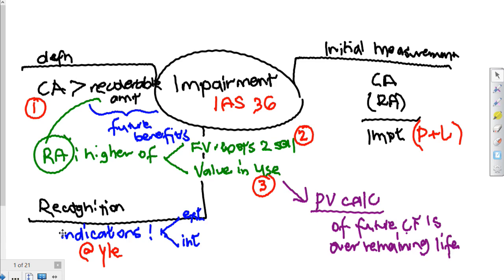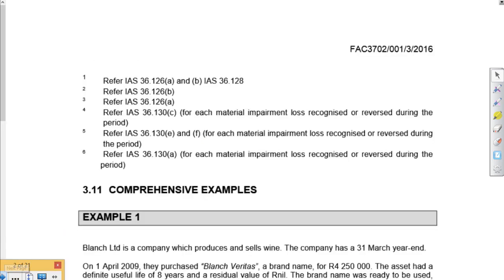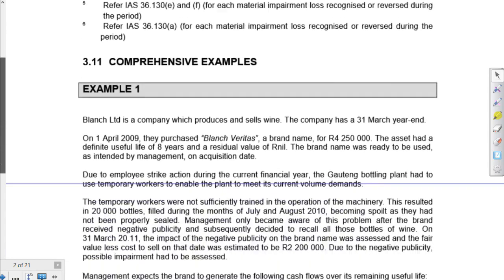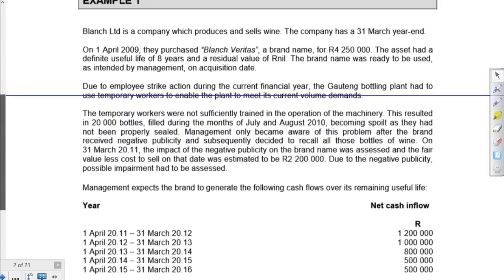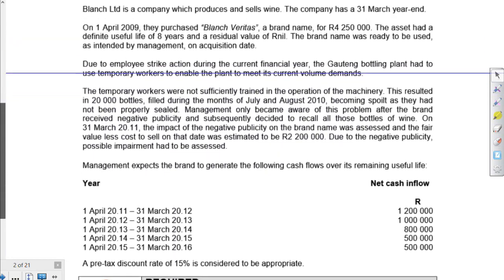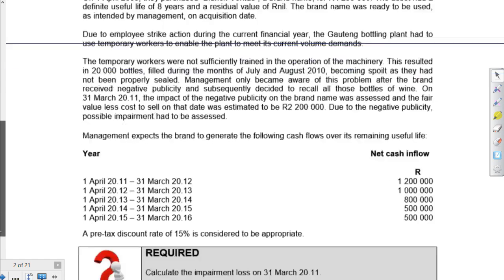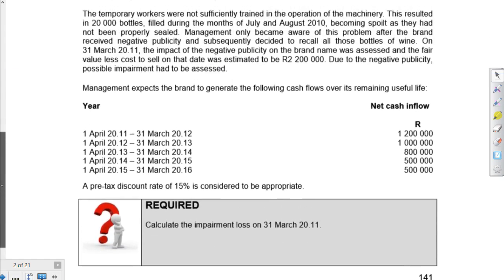All right, so in your study guides, there's an example 1, which is a simple example, but for you to do, Blanche Limited, page 141.